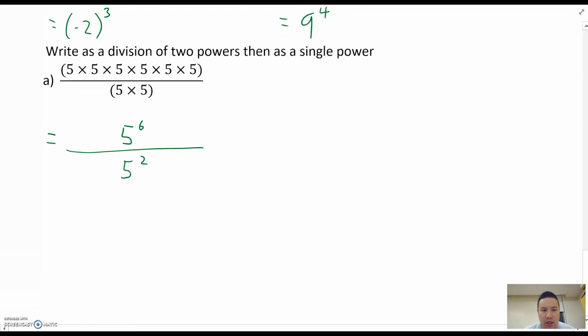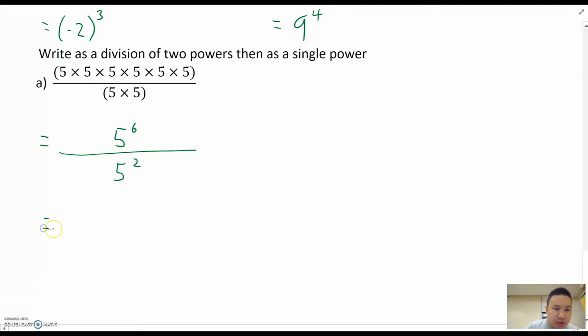So again, we're going to use our exponent law. It's 2 powers being divided. They have the same base. And so my shortcut is that I just subtract the exponents. The top exponent minus the bottom exponent. So my base is going to be 5. And then I'm going to take 6 minus 2, which is 4. And there you go. We're done. That's our second exponent law.